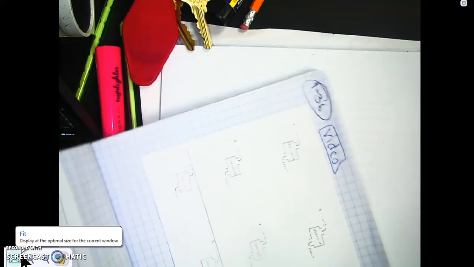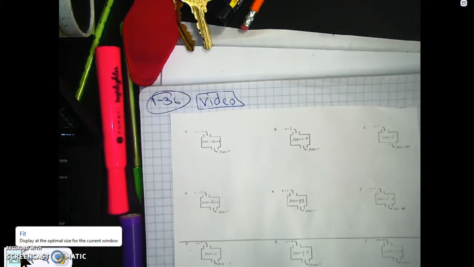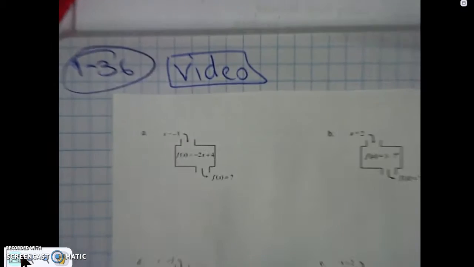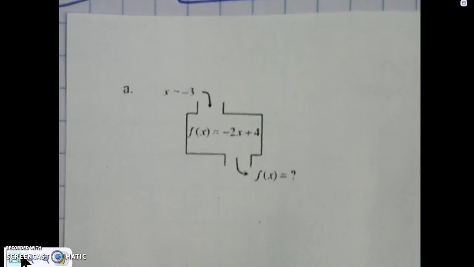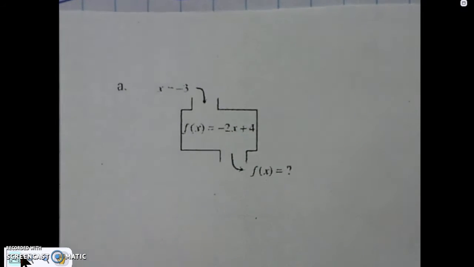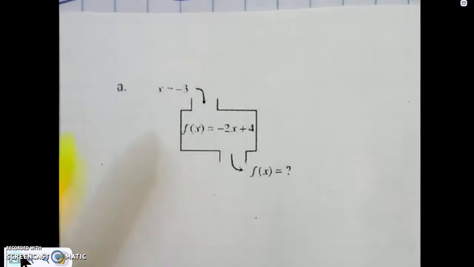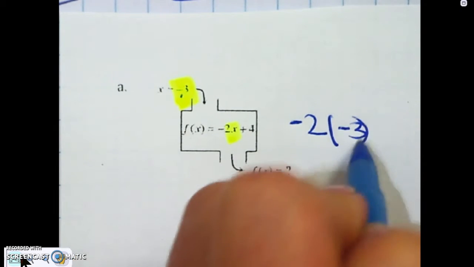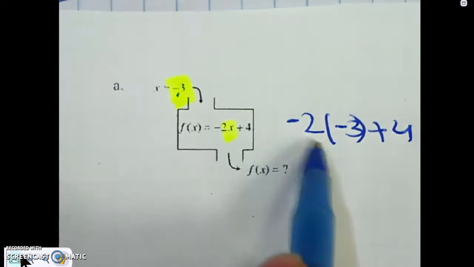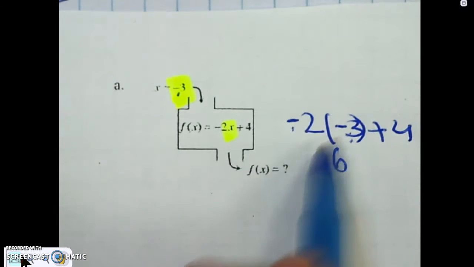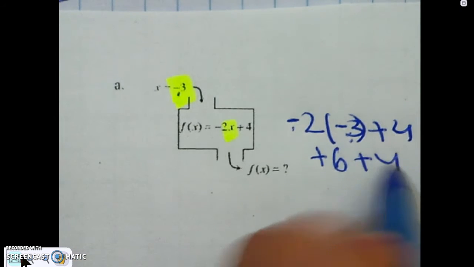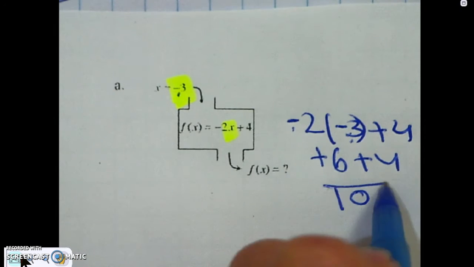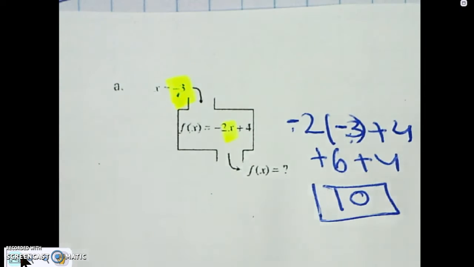Okay, so make sure in your notebook you have this in sideways. And we're just going to do one problem at a time, starting from here. So when you see this problem, what you're going to do is take that -3, and it goes right in for x. I'm going to show my work for that. I'm going to go -2 times my x, which is -3, plus 4. 2 times 3 is 6, and a negative makes a positive. Positive 6 plus 4 is 10. And there's my answer for that one.